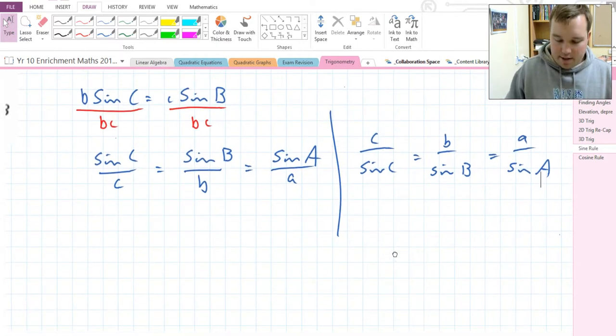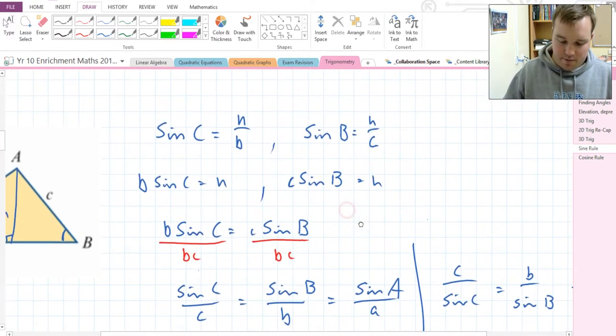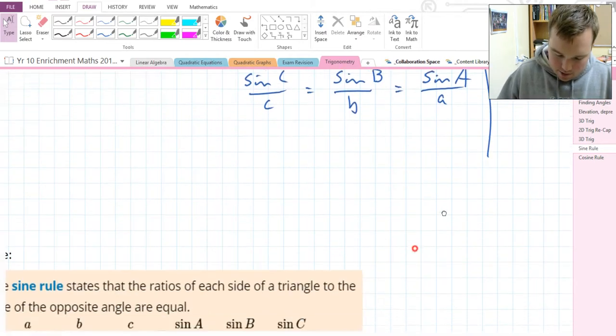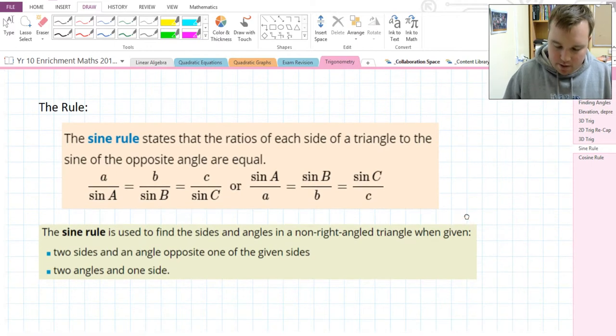Right. Now, knowing that proof isn't strictly required, you aren't required to memorize it or anything. It's just interesting to see where it comes from. So, those are the two versions of the law. And I'll explain in examples how to use them in a second.